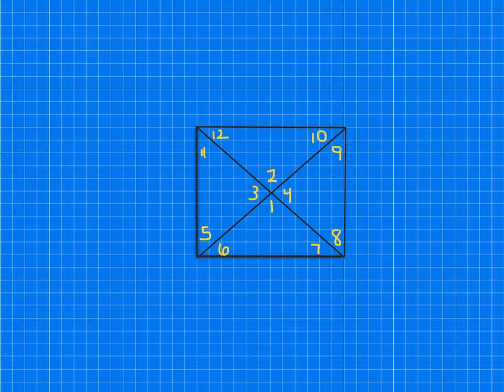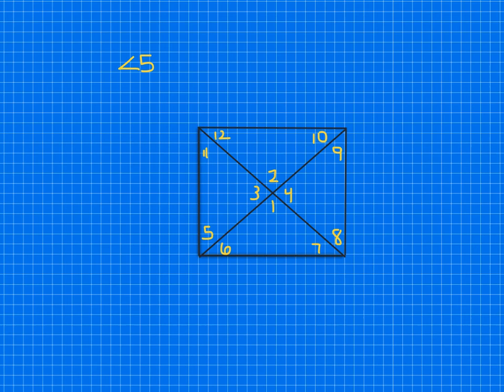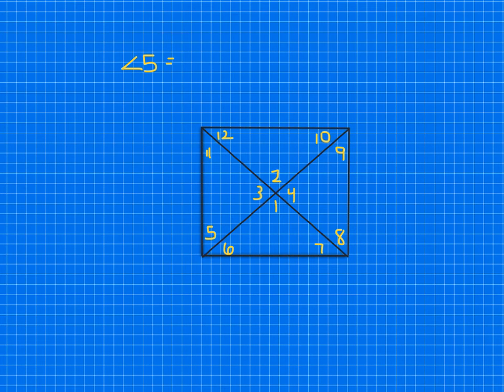In this third example, we've got a rectangle broken down into several triangles. And what might happen is we might find out what angle 5 is equal to, for example. So let's say they tell us angle 5 is equal to 50 degrees. Okay. And then let's say they say that angle 7 is equal to 40 degrees.